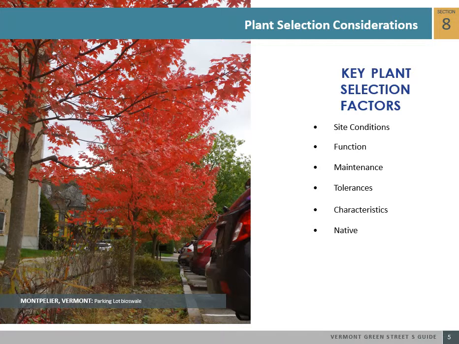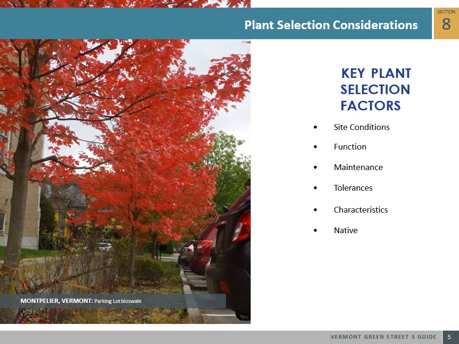Another selection factor is characteristics. Plants' characteristics may be desirable only in certain situations. For example, plants that attract pollinators are ecologically beneficial and add colorful insect life to vegetation, but bees may not be ideal guests at a public park or school. Similar considerations should be given to plants that are known to be poisonous or have thorns.